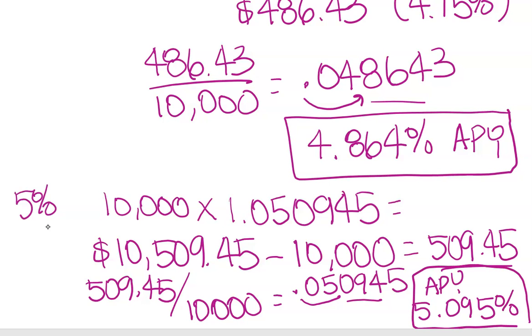Now, what you're going to do is take the higher of the two. So this one right here would be the better investment. If you look at the percentages, you had 4.864 and 5.095. The higher one would give you the greater amount of interest in the same period of time.